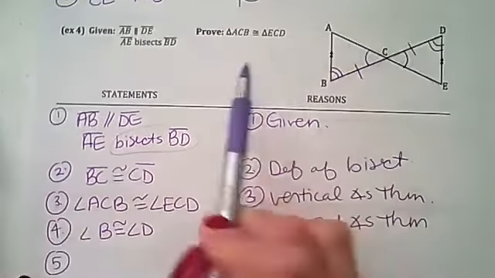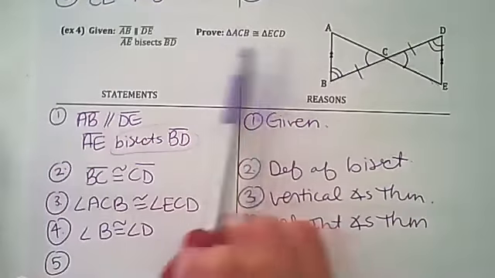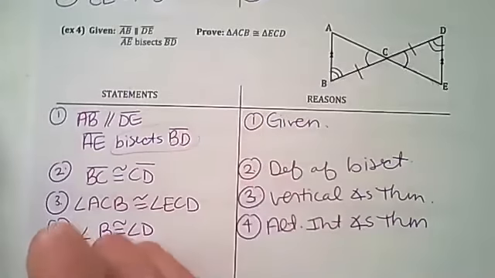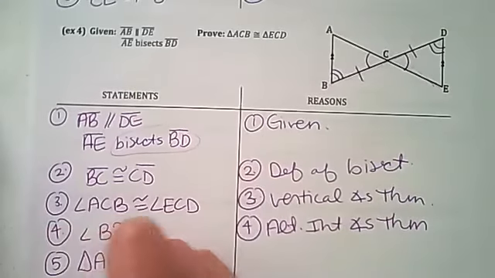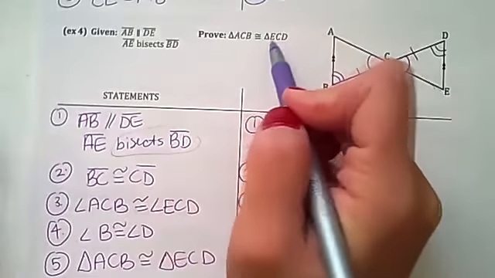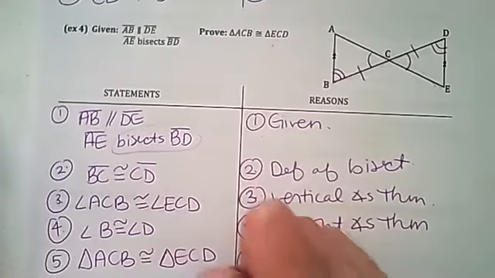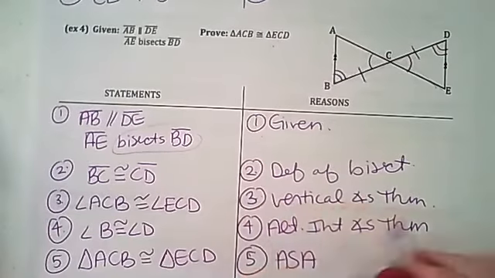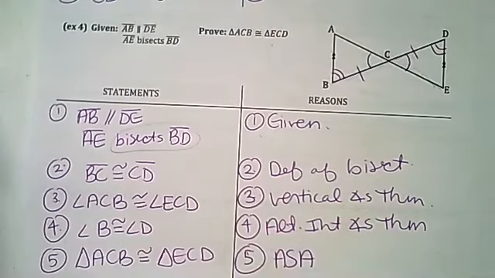So this one, I'm just being asked to prove the triangles are congruent, and I already have the statement up here. So it's going to be triangle ACB is congruent to triangle ECD. Make sure it always matches your prove exactly. So that's that one.